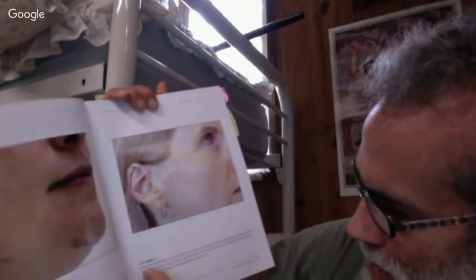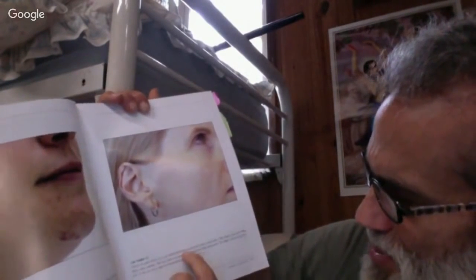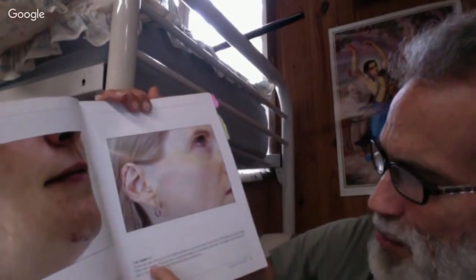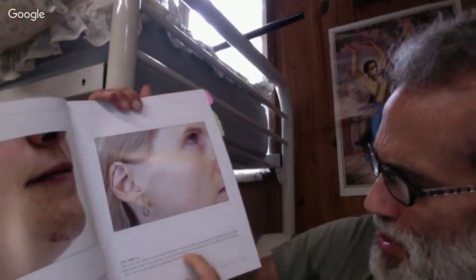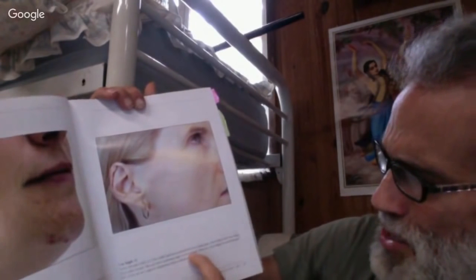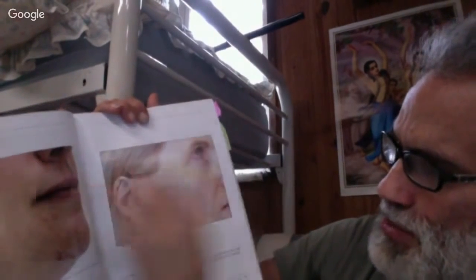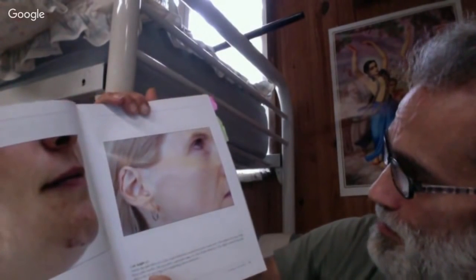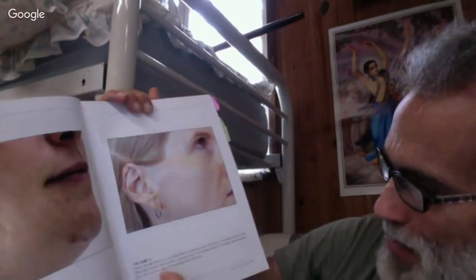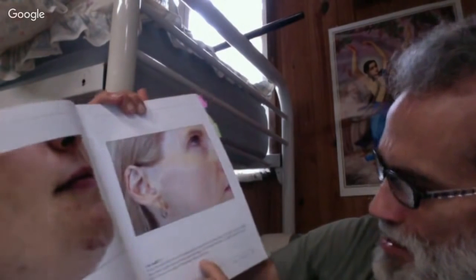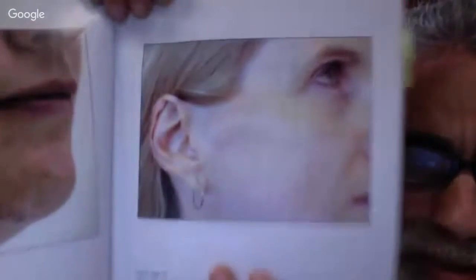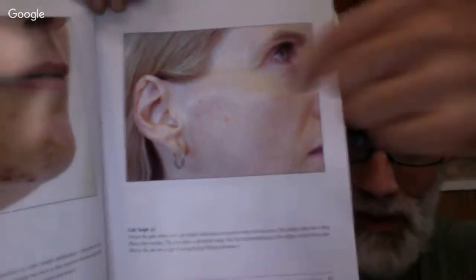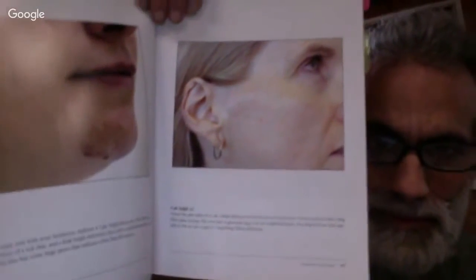Anyway, so notice the pale white of the calcium sulfate deficiency around the lower cheek area. This subject also has a MAG-FOS color overlay. The eyes have a greenish tinge of NAT-SULF deficiency, so sodium sulfate, that greenish Taurian. Obviously, if she's a Scorpio, she's got the Taurus opposite. The slight vertical lines parallel to the ear are a sign of a beginning silica deficiency. So the vertical parallel lines, can you see those? I think he's talking about these ones here going up and down vertically. Yeah, I see.